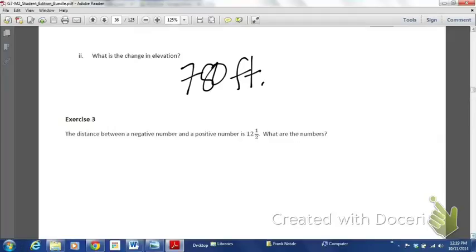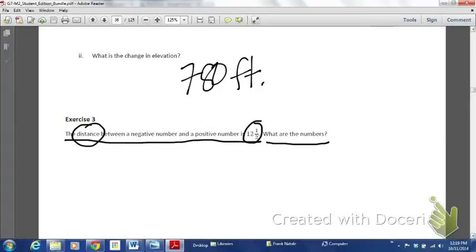Okay, this next exercise 3 is a bit of a, not going to say a puzzler, but it's one that I want you to puzzle on. And please, I'd love for you to work this out with your parent, teacher, or somebody else in the room, maybe a peer. Okay, so here we go. Here's the scenario. The distance between a negative number and a positive number is 12.5. Okay, that's what you were given. Distance, 12.5. What are the numbers?